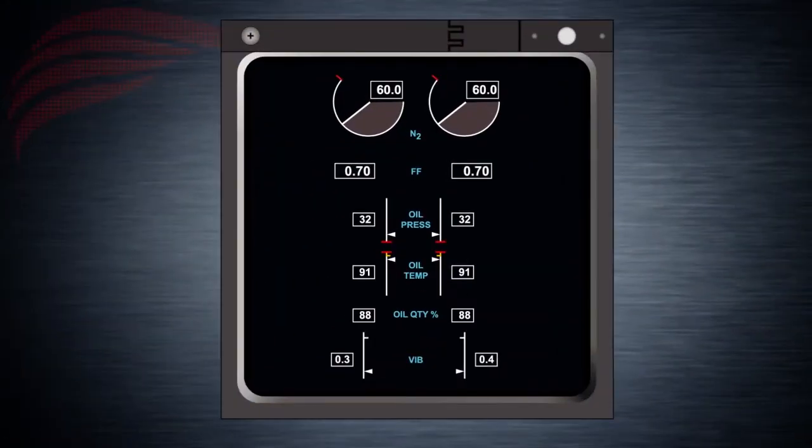The oil indication system provides cockpit indications that monitor oil temperature, oil pressure, and oil quantity. These appear under the secondary engine indicators. Oil quantity indicators measure usable engine oil and display it as a percentage of the total quantity.